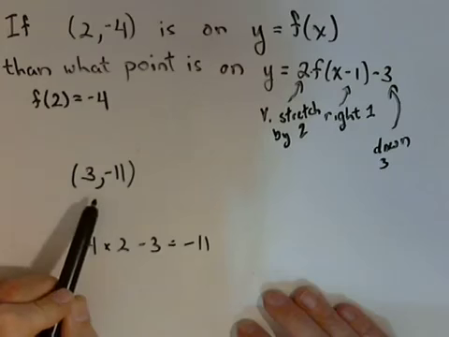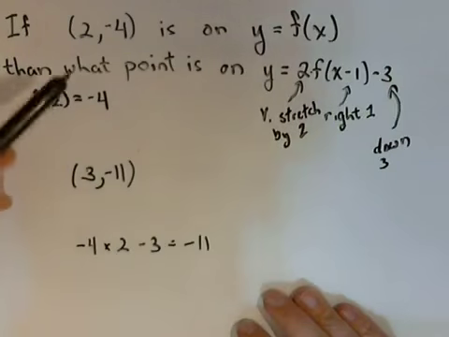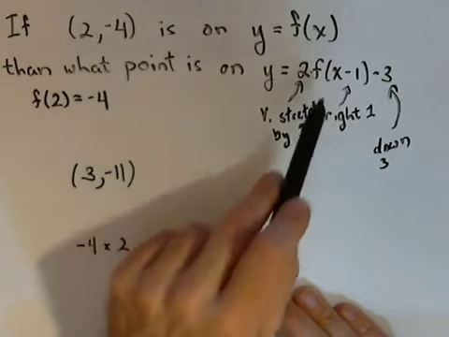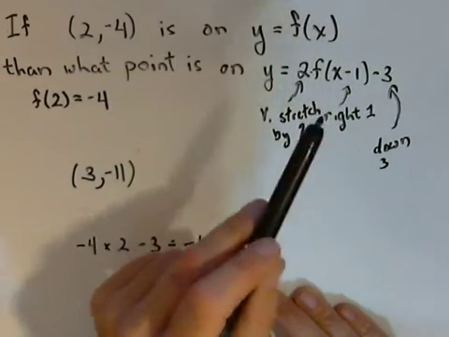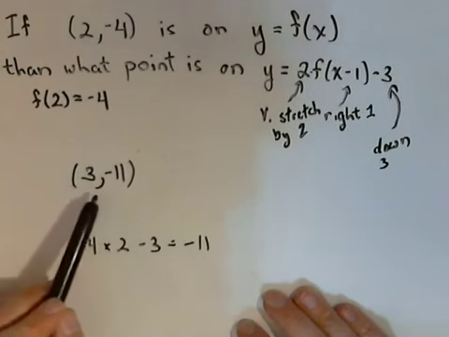So this is the corresponding point to this point on our transformed graph. The point (2, -4), when we do these transformations to our function, whatever our function is, the new point would be moved to (3, -11).